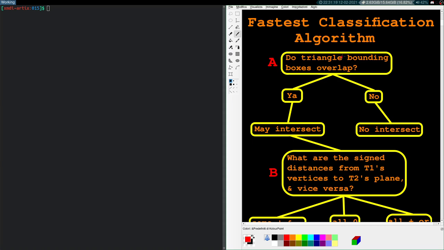So what is a triangle bounding box? A bounding box is basically the box that surrounds the triangle and goes from the minimum to the maximum coordinate in the x, y, and z direction. And so basically, if you have two triangles with bounding boxes that don't even touch, then you can say for certain that they don't intersect. If the boxes do overlap, however, you may possibly have intersections for the triangles.